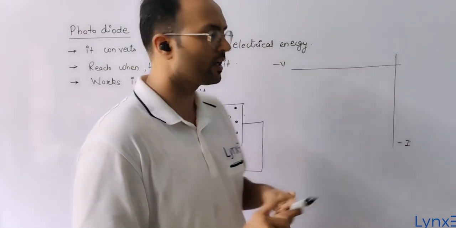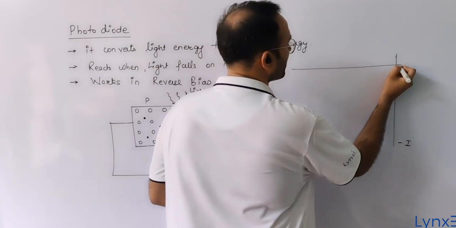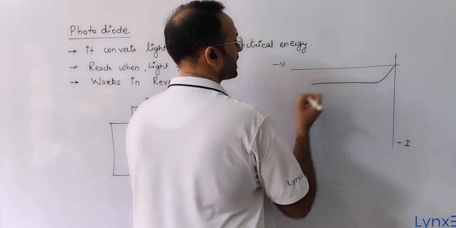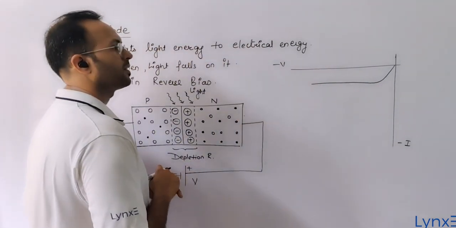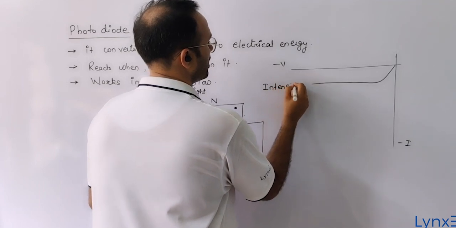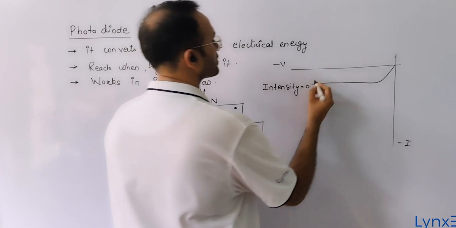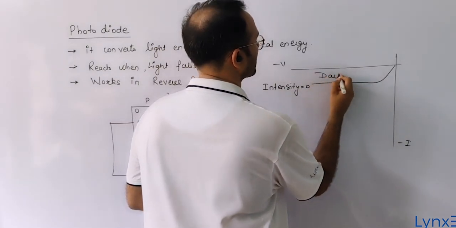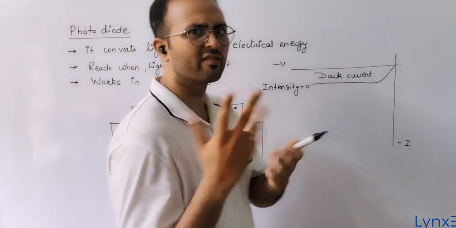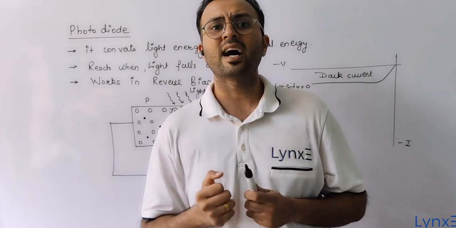There is no light on the depletion region. In that case, a minute current flows, and we show that in the VI characteristics. Suppose my intensity is zero, so this is my current, and this current is also known as dark current. Simply, if there is no intensity, the current flowing in the diode is a dark current.